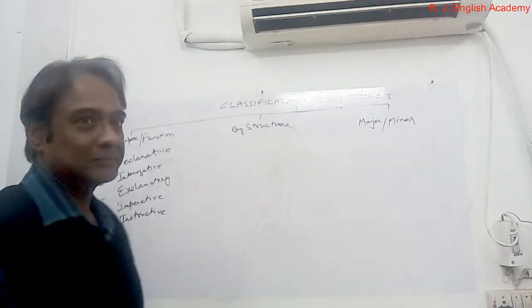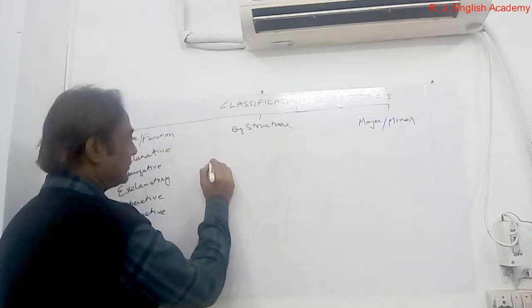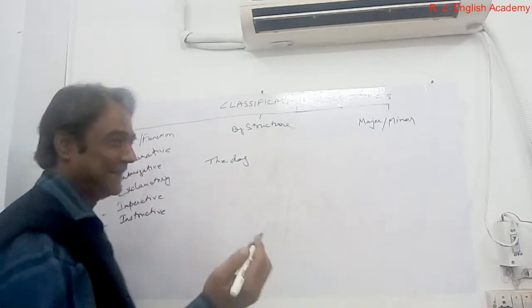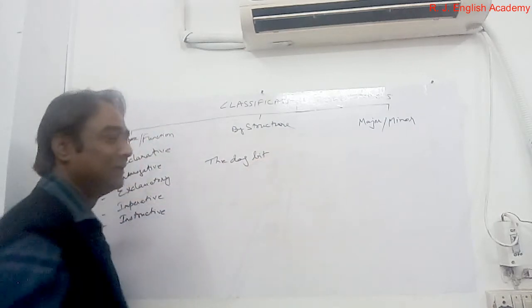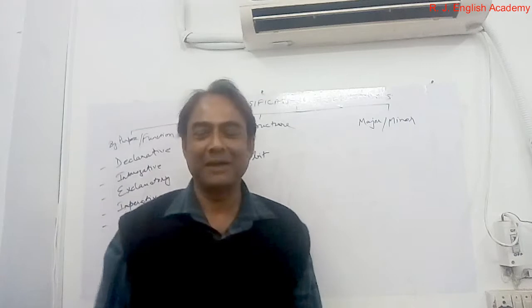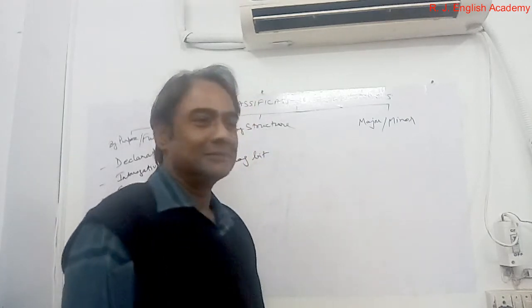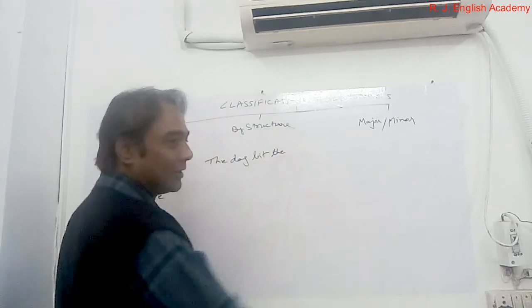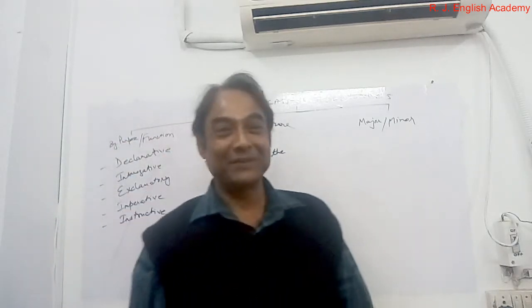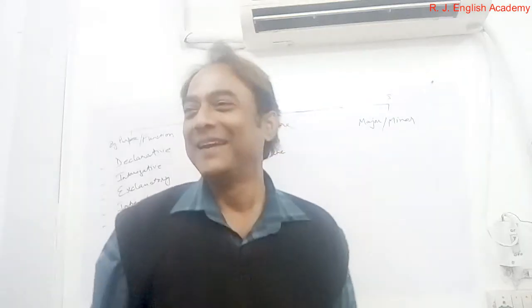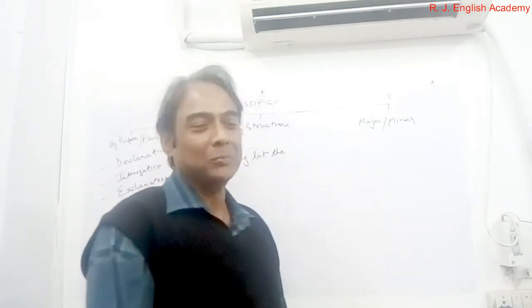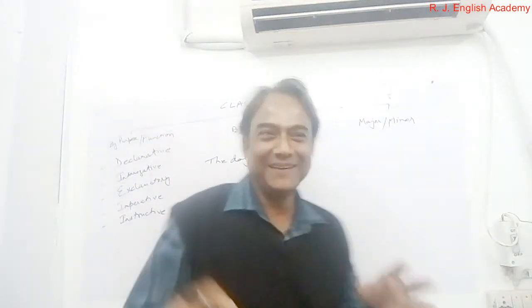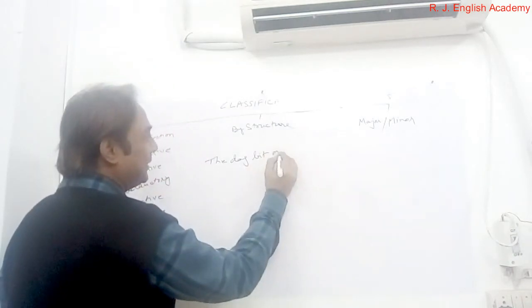Declarative, it is declaring. For example, the dog bit. Bit who? Let's say the man, the woman, the child. Let us say me. The dog bit me.